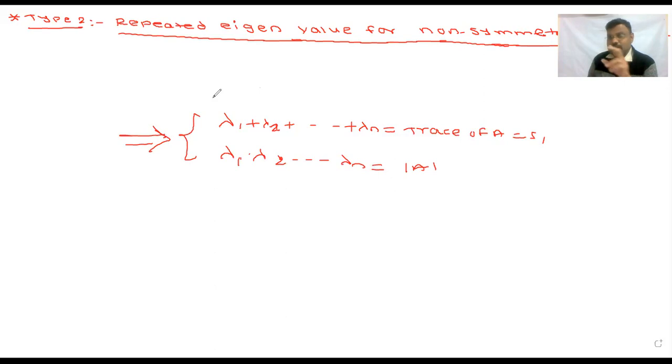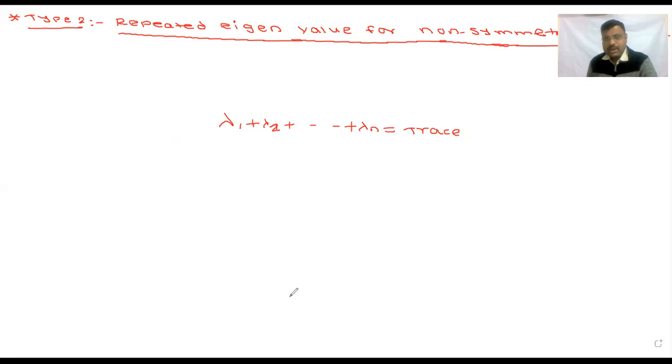By using these two properties we check which eigenvalue is repeated. Okay, which eigenvalue is repeated. So for that we have solved some examples. We take 3 examples. Just see here concentratedly.